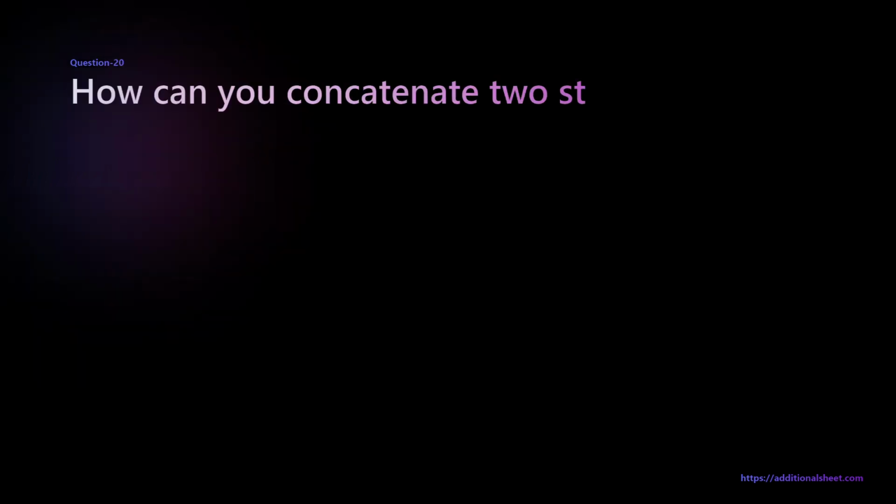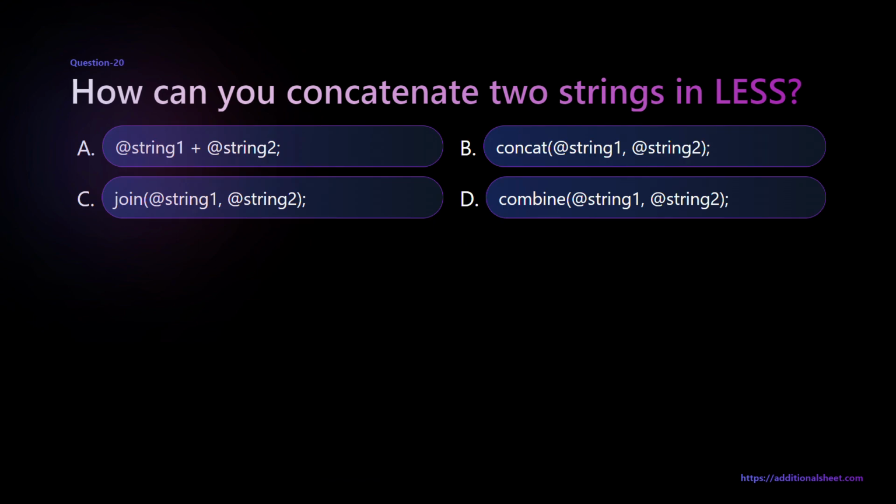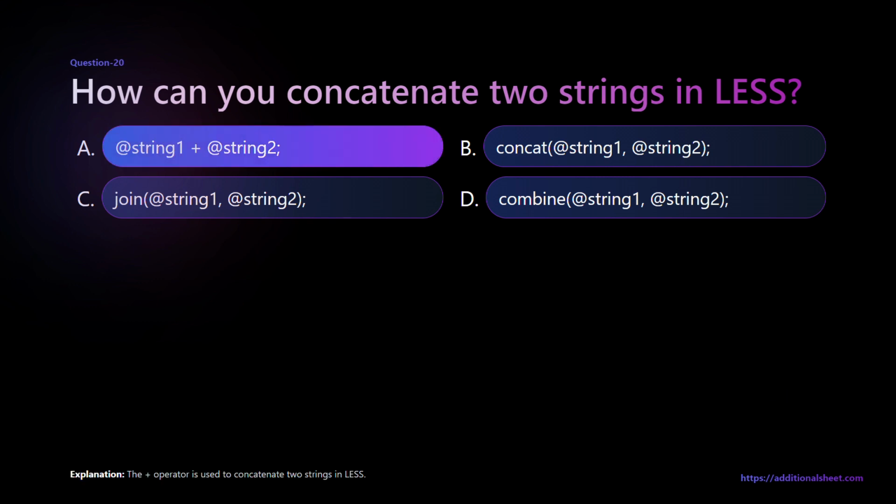How can you concatenate two strings in Less? Option A, string 1, string 2. Option B, concat string 1, string 2. Option C, join string 1, string 2. Option D, combine string 1, string 2. The correct answer is option A, string 1, string 2.